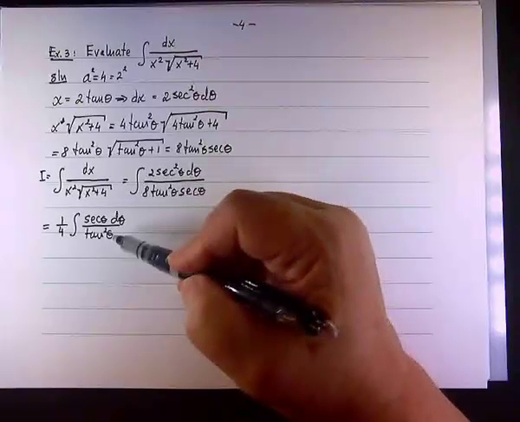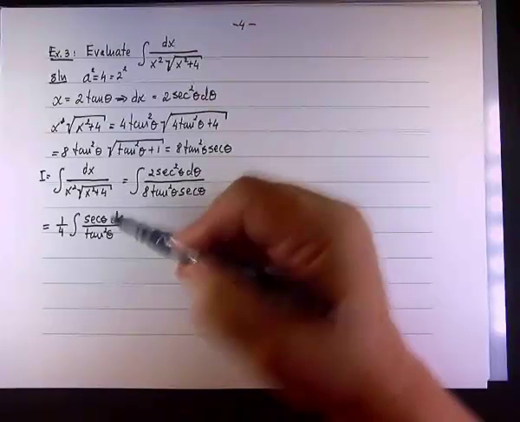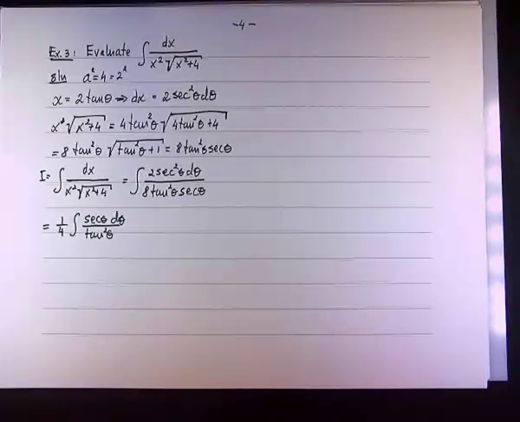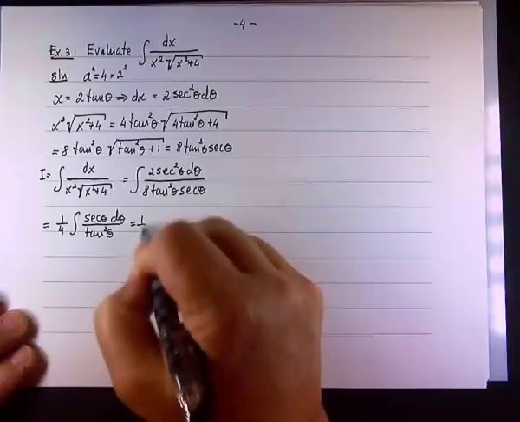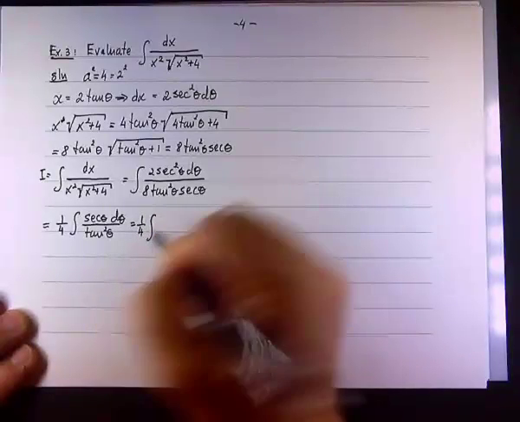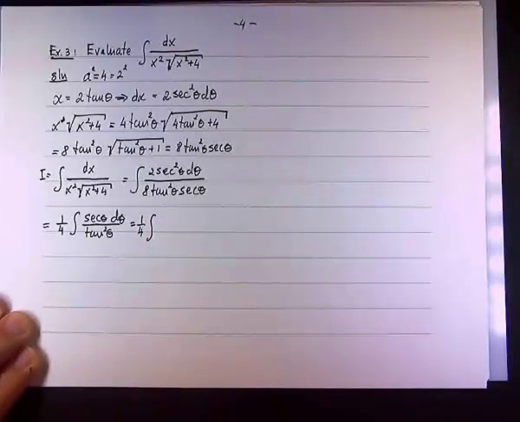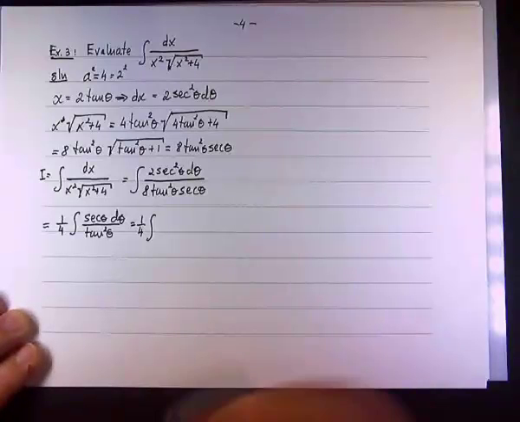Now, if I had secant squared over tangent squared, then I'm good, because secant squared is the derivative of tangent, but I don't have the secant squared, I have just a secant. So I'm thinking, you know what, I'm going to express everything in terms of sine and cosine, see what happened. So that will be the next step. I'm going to say that this is 1/4.